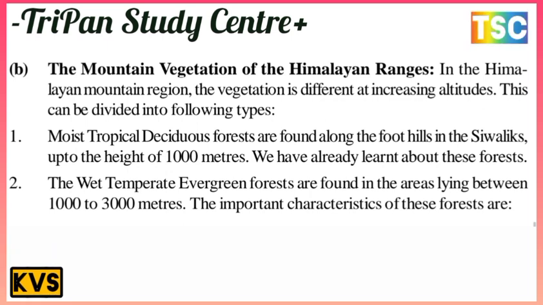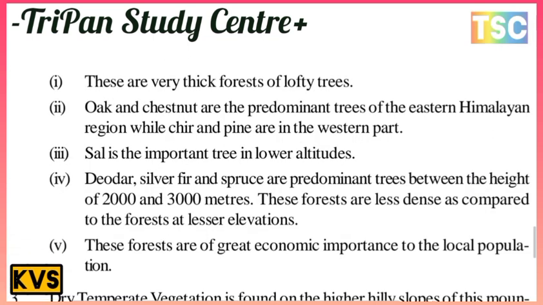There is also the wet temperate evergreen forest, found in the area lying between 1,000 and 3,000 meters. The important characteristic of this forest is that these are very thick forests of lofty trees. Oak and chestnut are the predominant trees of the eastern Himalayan region, while chir and pine are in the western part. Sal is the important tree at the lower altitude. Next, deodar, silver fir and spruce are predominant trees between the heights of 2,000 and 3,000 meters. These forests are less dense compared to the forest at lesser elevations.